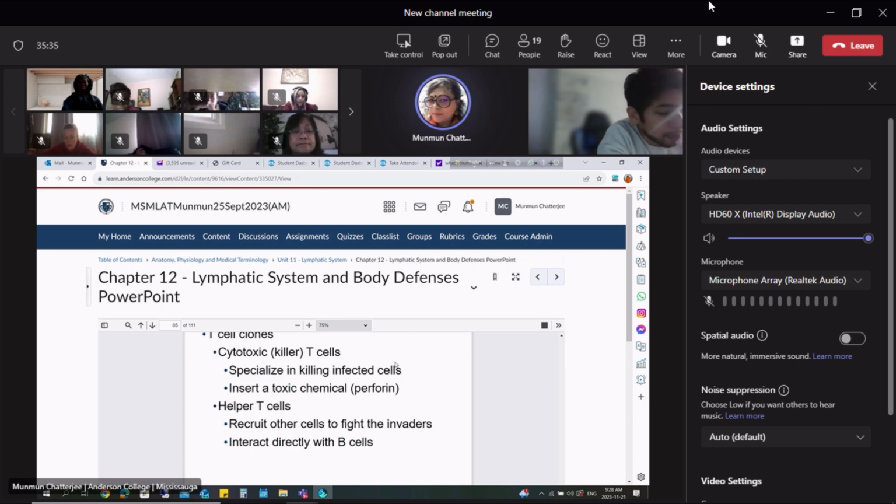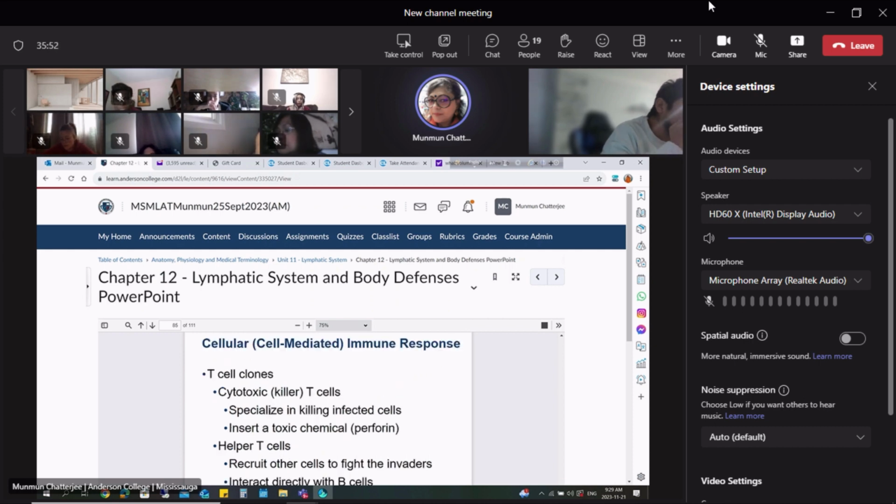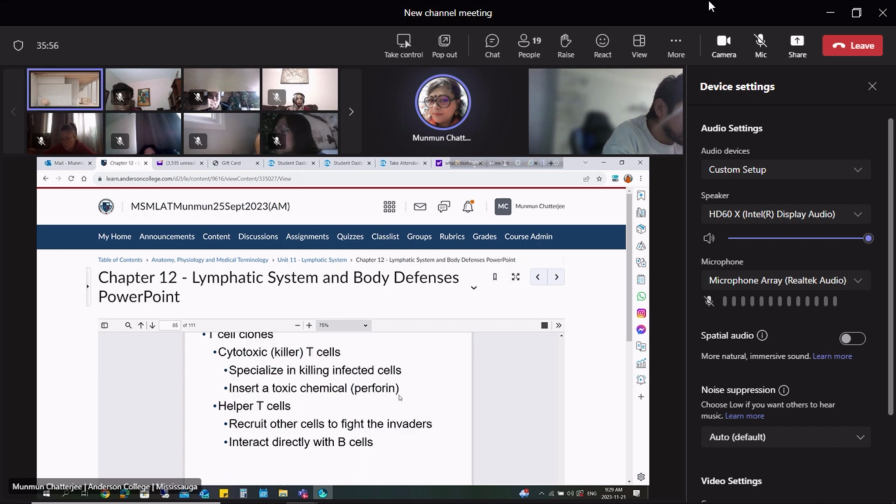What they do, I already told you, they insert it. They put it like an injection in the infected cell, like a cancer cell or any foreign or harmful cell. These T cells insert some toxin. It's another name for perforin.